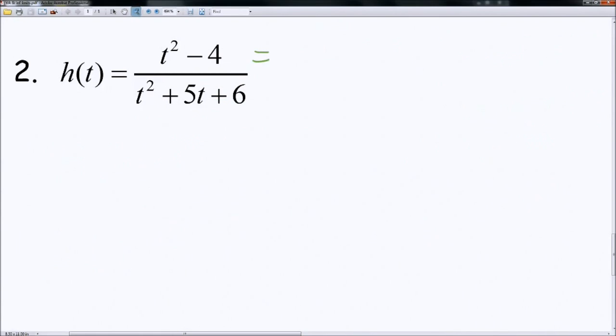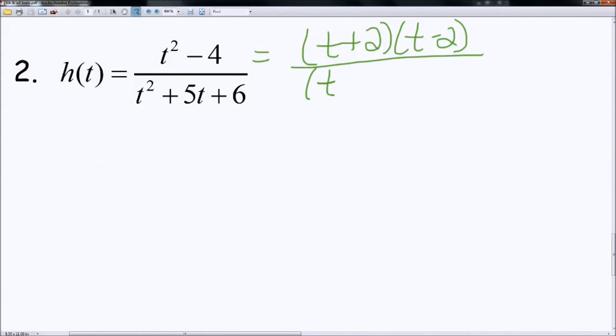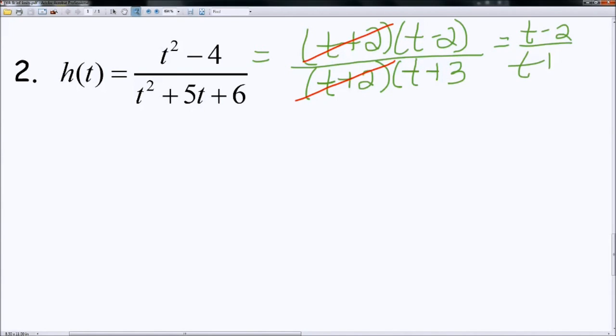Alright, number 2, I'm going to go ahead and factor, and that's going to give me t plus 2, t minus 2, divided by t plus 2 times t plus 3. And as you can see, I have a hole, and so I'm left with t minus 2 and t plus 3. Well, that means my vertical asymptote isn't at t equals negative 2. My vertical asymptote is located at t is equal to negative 3.